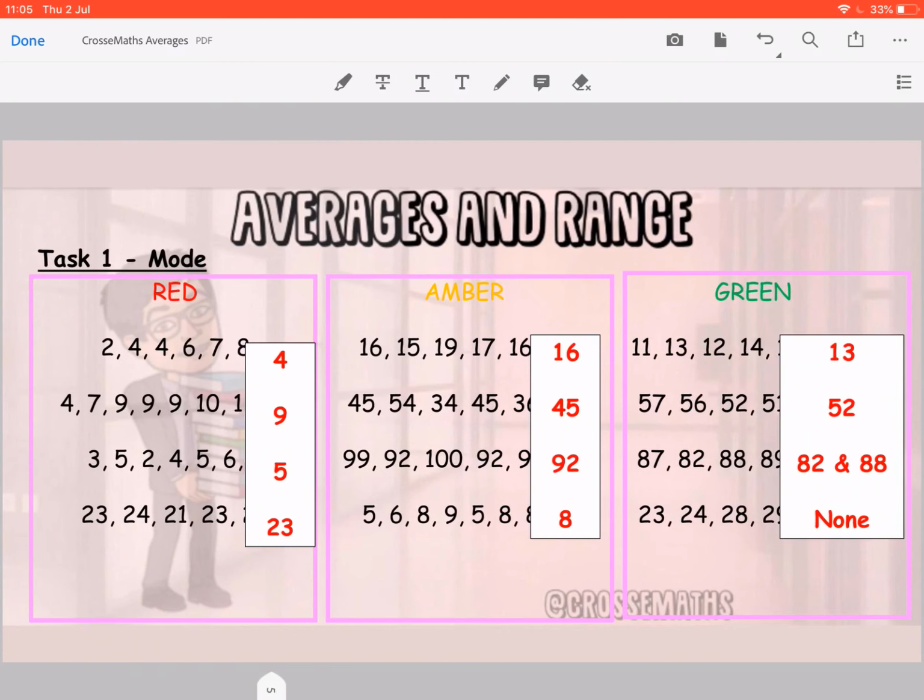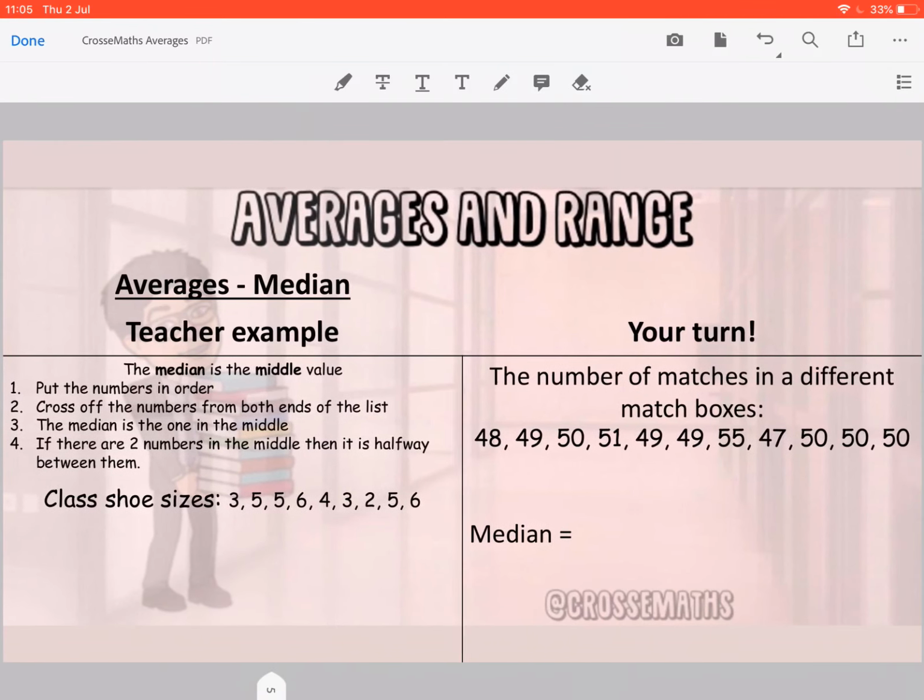What you'll find on the green, the third one on green, 82 and 88 are the mode, so it's bimodal, that's what it's called. It has 2 modes. And on the last one on green, there isn't a mode because there's no number that appears more than once. So they're all different numbers, so you'd say there's no mode. Right, guys, so that's the mode done.